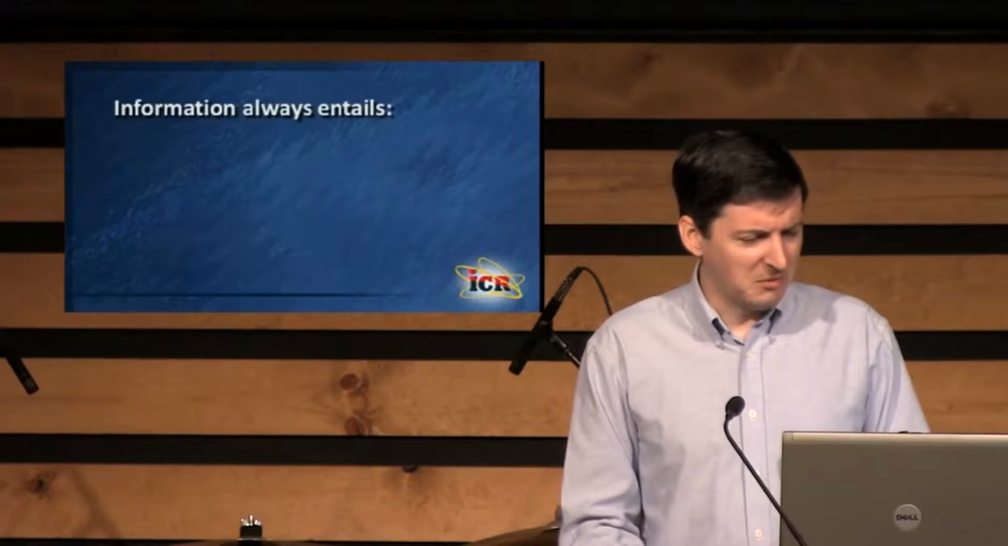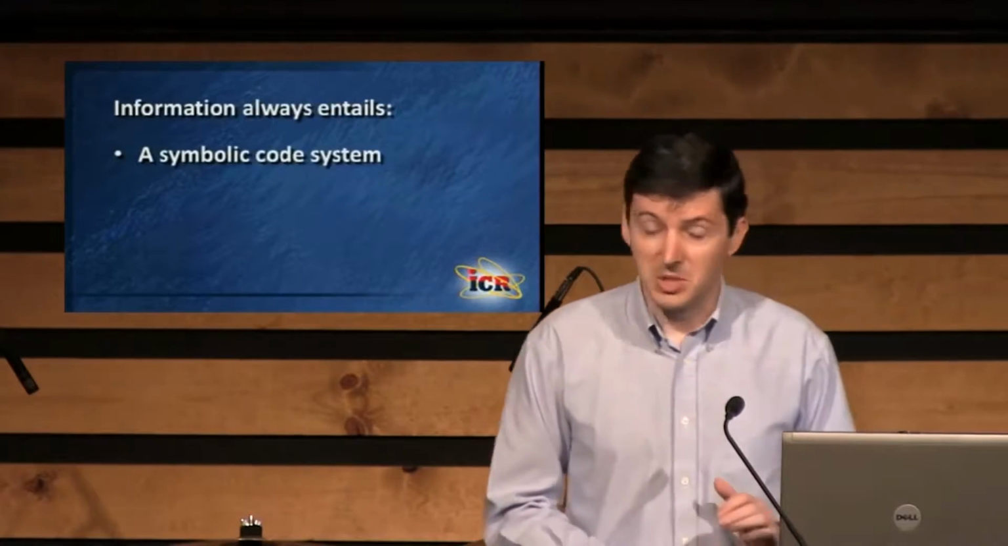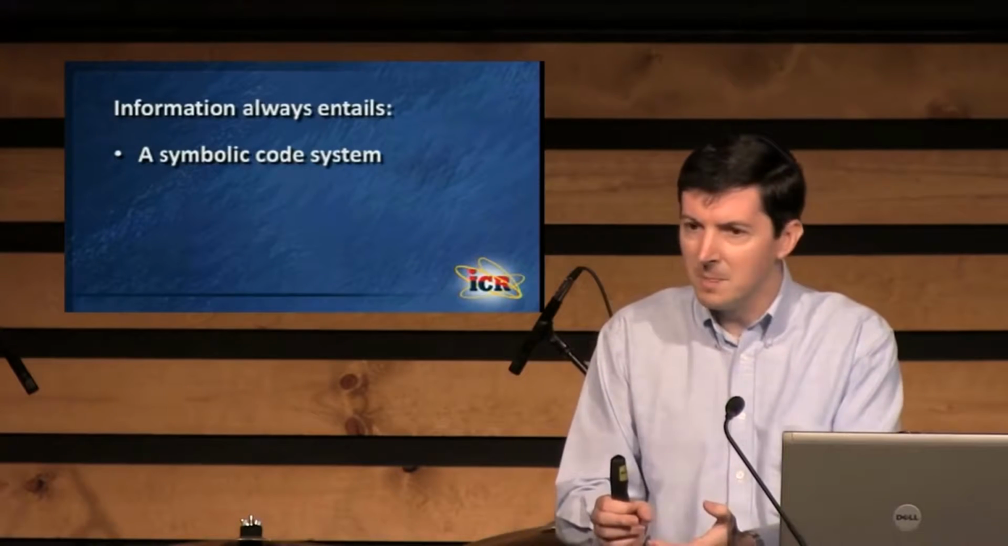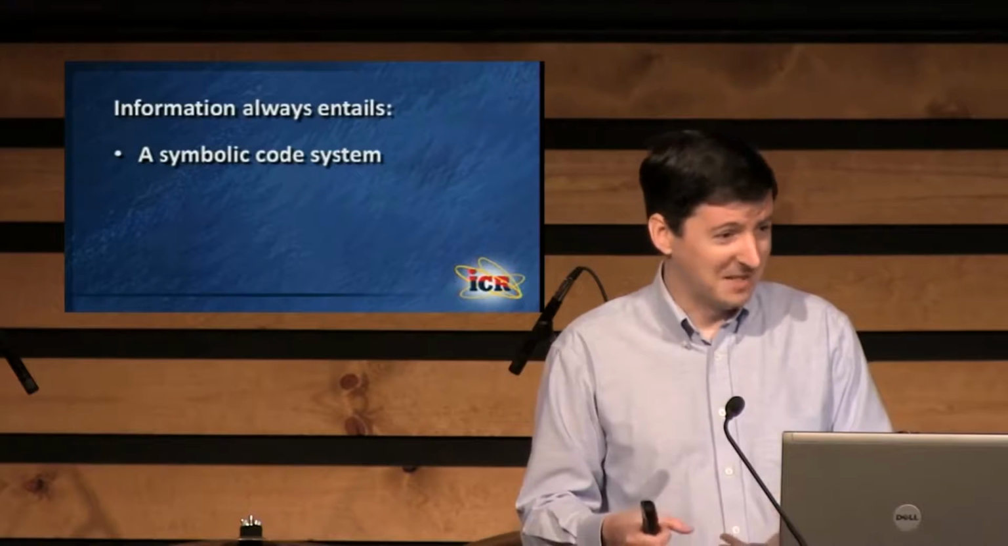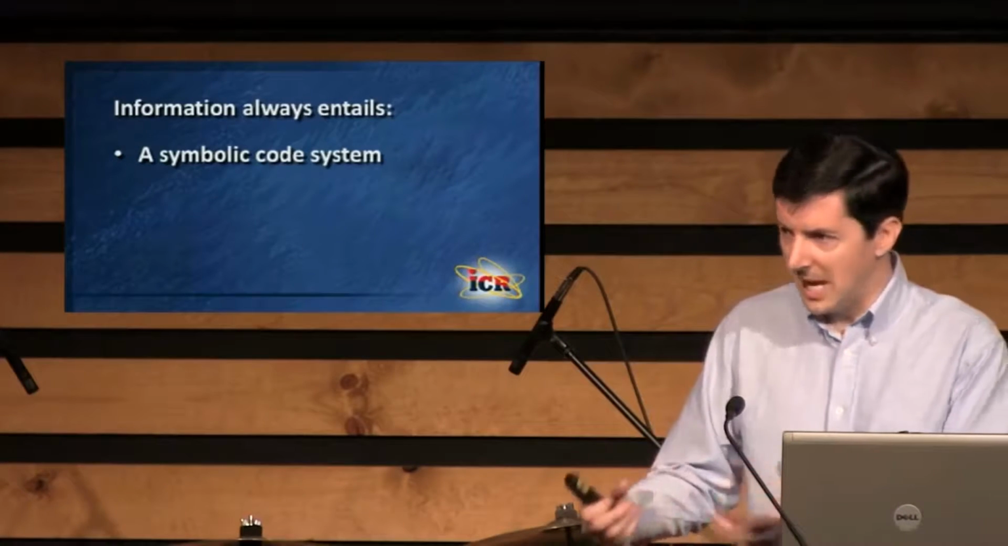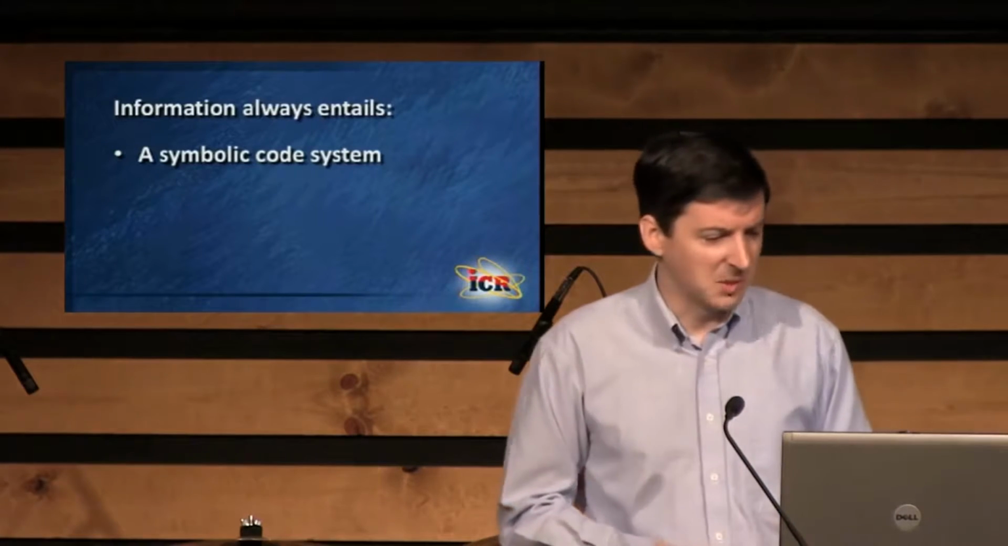Well, we found that a good definition of it entails 3 quantities. I'm simplifying this a little bit for time's sake. But basically, information always involves a code system, a symbolic code system. So when you pick up a book and it's got a word like lion in it, you don't actually see a lion there. You don't see the animal. You see a word that represents the animal. Okay, so it's symbolic. It's a code system.